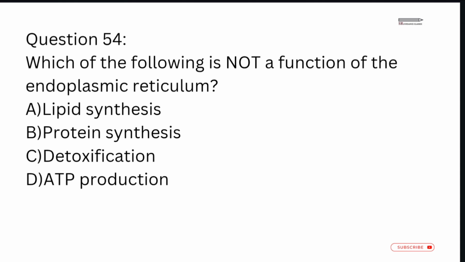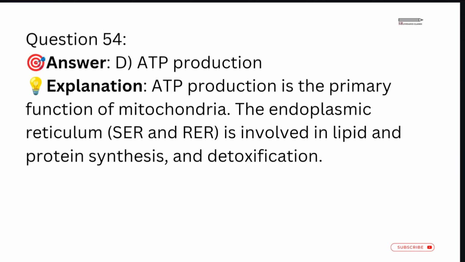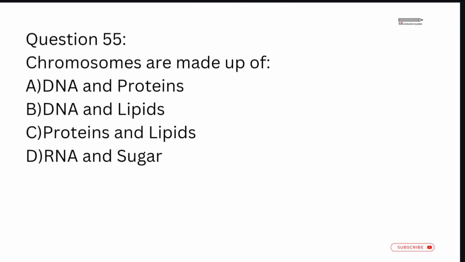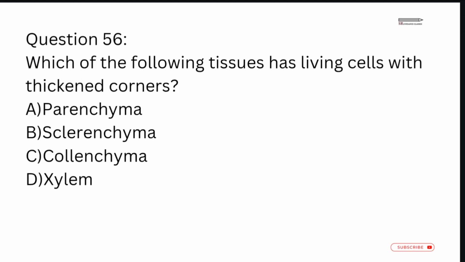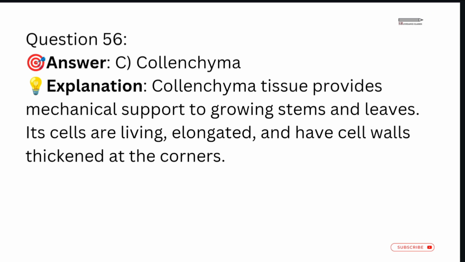Which of the following is not a function of the endoplasmic reticulum? The correct answer is option D, ATP production. Chromosomes are made up of... The correct answer is option A, DNA and proteins. Which of the following tissue has living cells with thickened corners? The answer is option C, collenchyma.